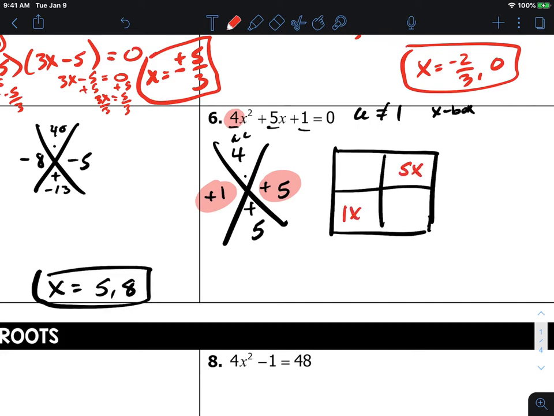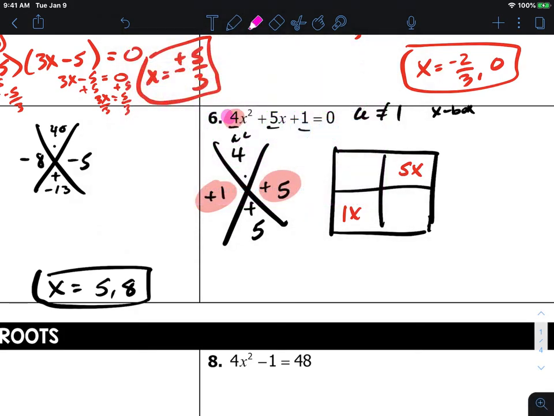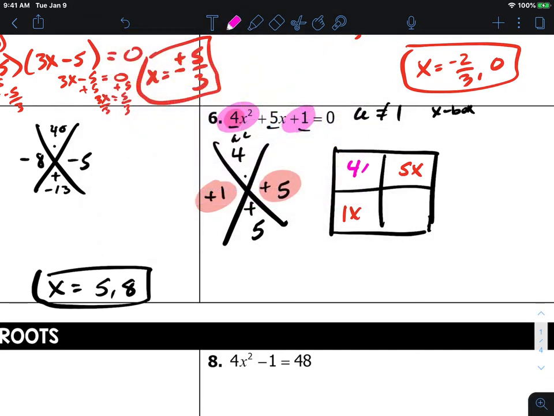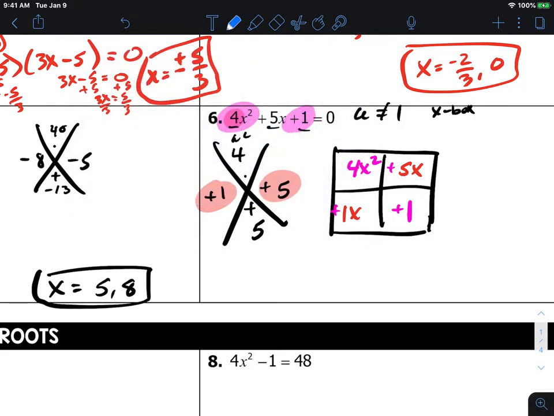What else goes in the box? I'm going to take the 4x squared and the 1. Where am I going to put them? Well, I'm going to put the 4x squared up front, and I'm going to put the 1 down in the diagonal lower right-hand box. Remind myself that's a plus, that's a plus, that's a plus. Now it's my job to area map out the values on the sides.